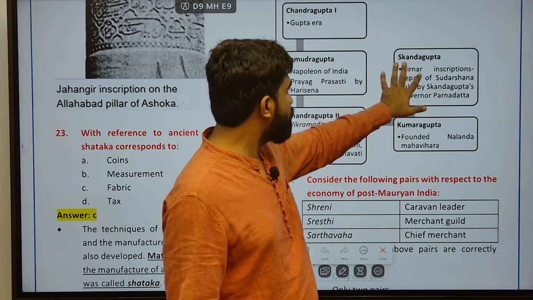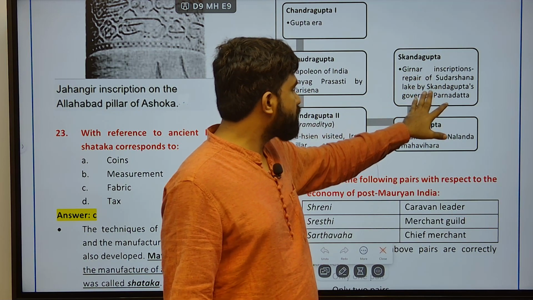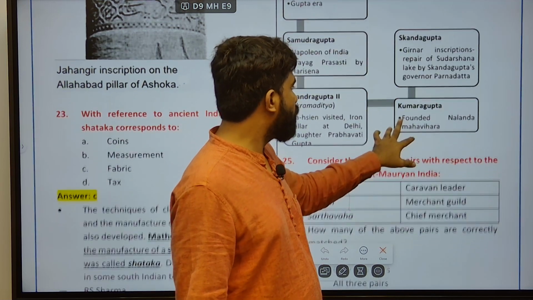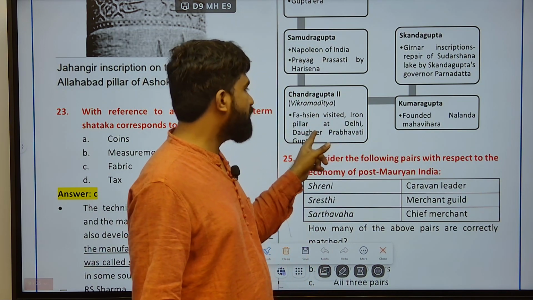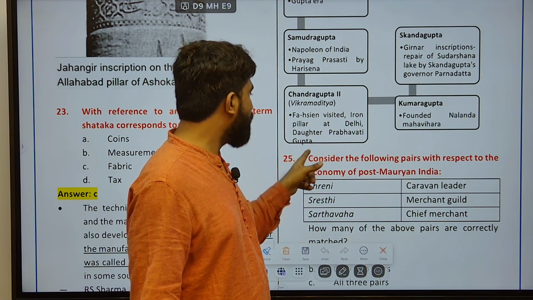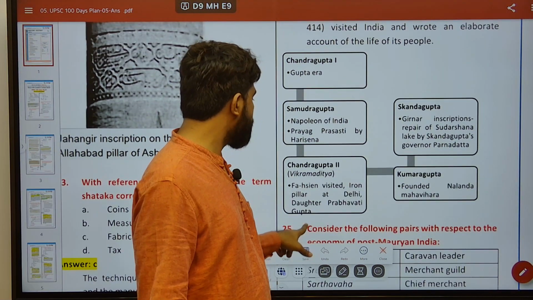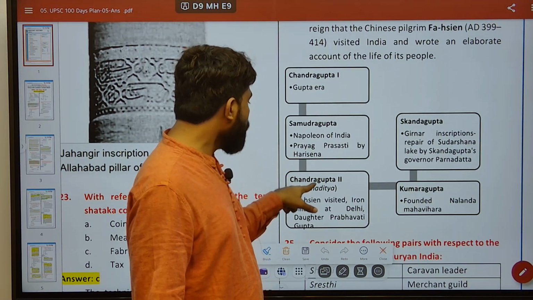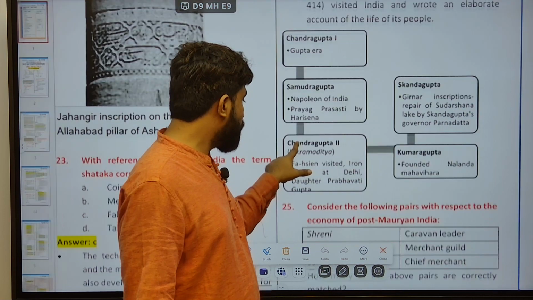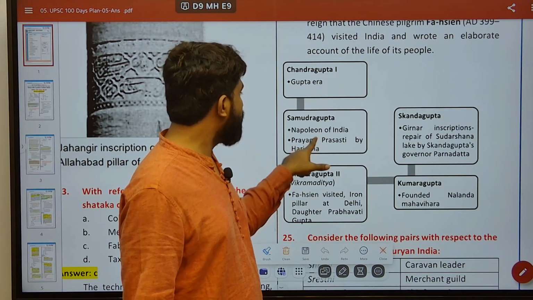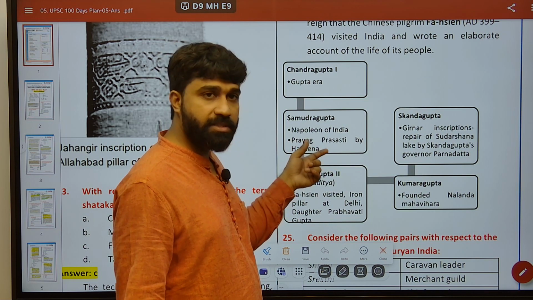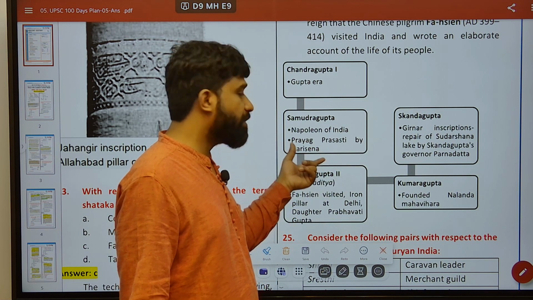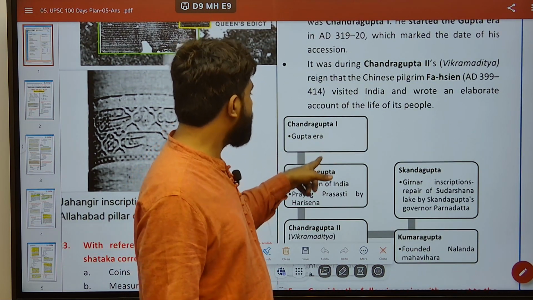Here, Skandagupta's Girnar inscription talks about Sudarshan Lake, and Kumaragupta founded Nalanda Mahavira University. Fahian visited an iron pillar at Delhi, and the daughter Prabhavati Gupta was also discussed. Next, the Napoleon of India was a title given to Samudragupta, and the Prayag Prashasti, the Allahabad inscription, was by Harisena, and Chandragupta I began the Gupta era.